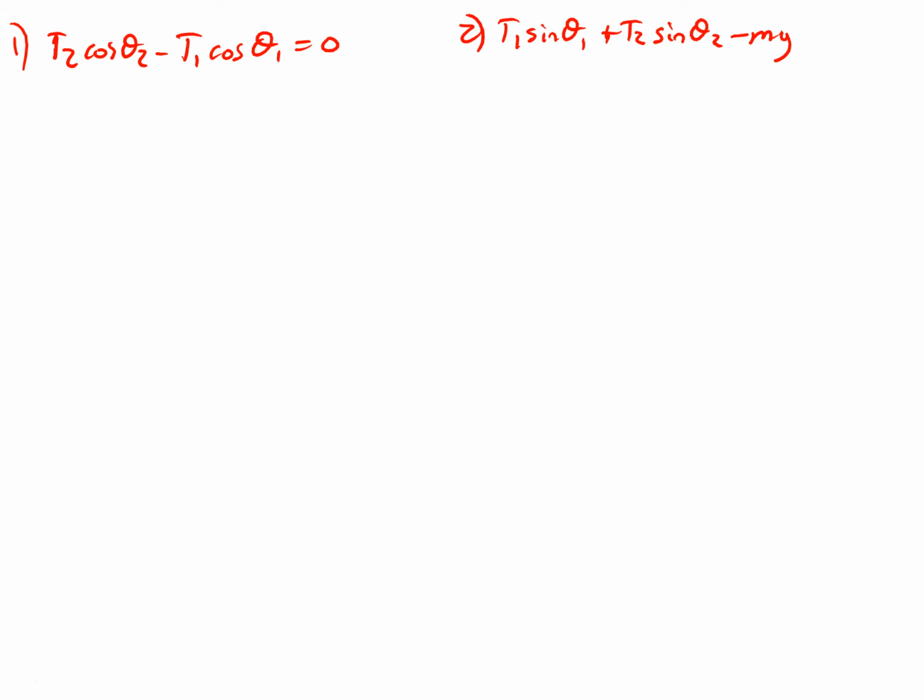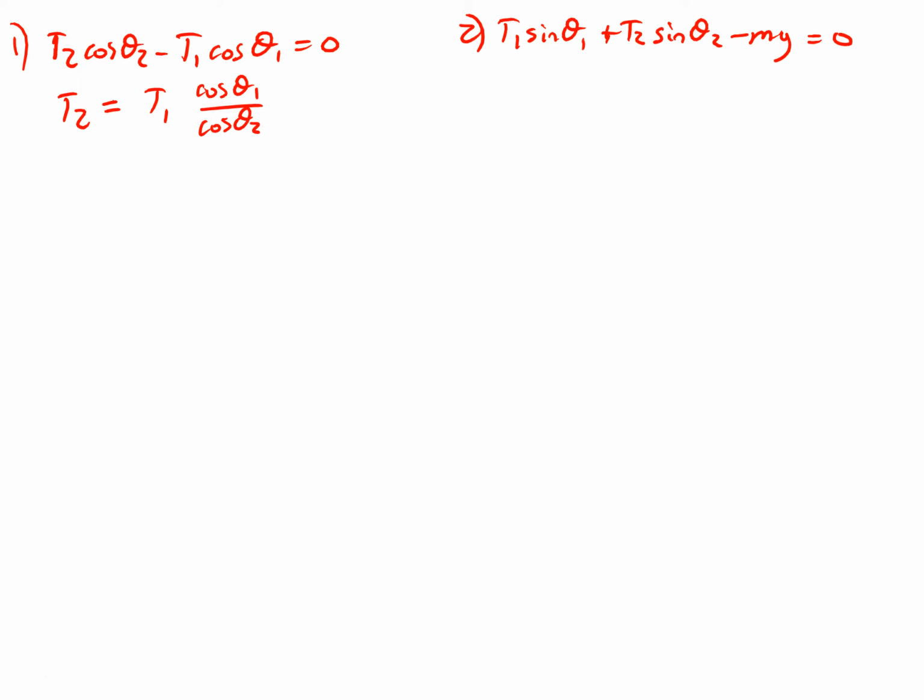All right, so again, our first one was T2 cosine theta 2 minus T1 cosine theta 1 is equal to 0. This was equation 1. And equation 2 was T1 sine theta 1 plus T2 sine theta 2 minus mg, and this is equal to 0. All right, so what I can do is solve the first equation for T2 in terms of T1. So if I solve this for T2, move this over to the other side, divide by cosine theta 2, you get T1 cosine of theta 1 divided by cosine of theta 2.